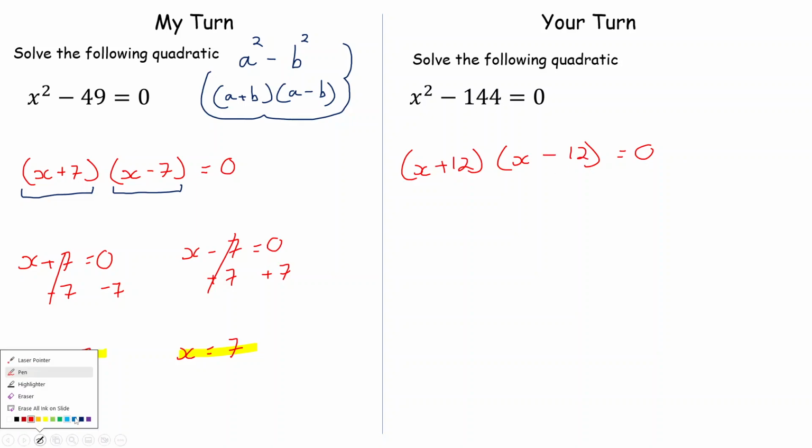And then from here, you solve each of these equations, and you've probably got the format already. It's just going to be minus 12 and then plus 12, but we'll go through it because it's always a good thing to do to show the working.